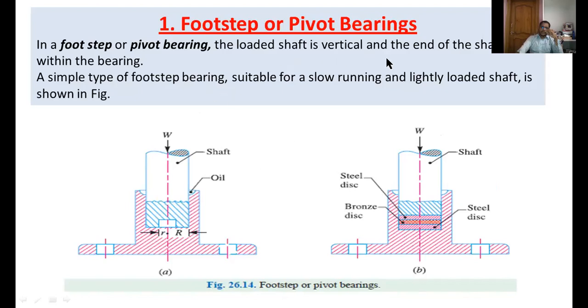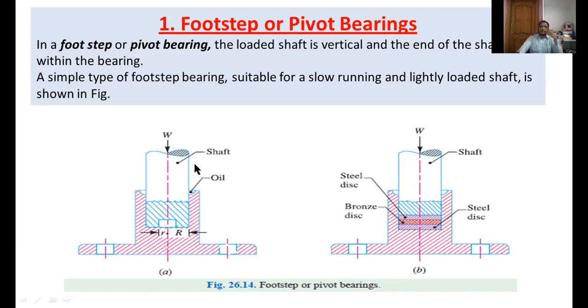Footstep or pivot bearings. In a footstep bearing or pivot bearing, the loaded shaft is vertical. This is a shaft. This is a footstep bearing. Here the load is acting along the axis of the shaft. This is the axis of the shaft. Here, this W is the load. Here the load is acting along the axis of the shaft. For supporting this load we are using the footstep bearing.